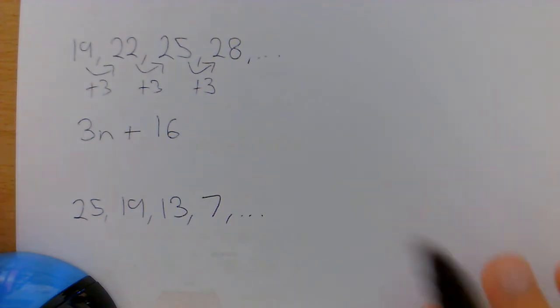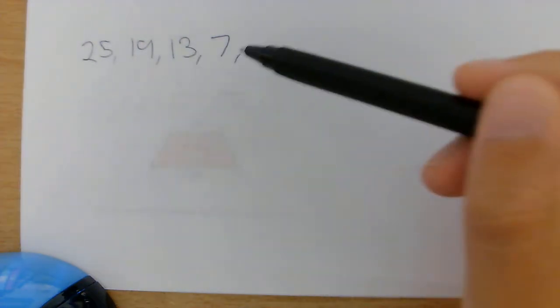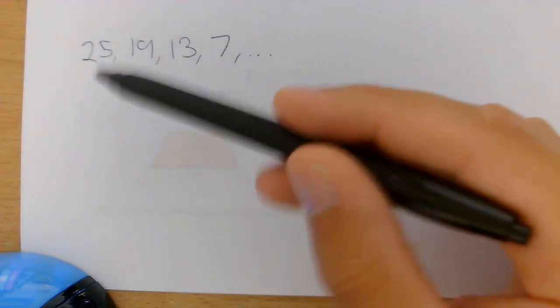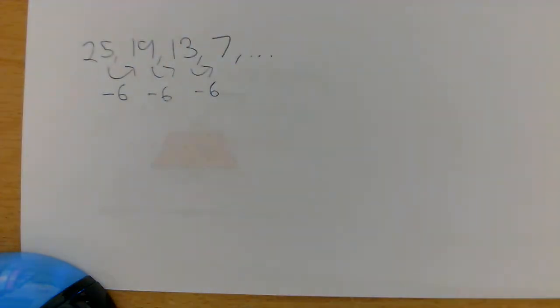If we look at one more, this time we start off with 25, 19, 13 and 7. This time, instead of going up by a certain amount each time, we're going to be going down by a certain amount each time. So to go from 25 to 19, we need to take away 6. 19 to 13, again take away 6, and then take away 6 again. So instead of having 6n, we now have minus 6n.